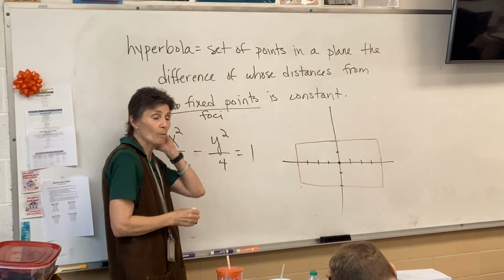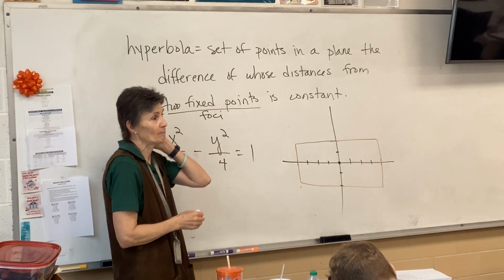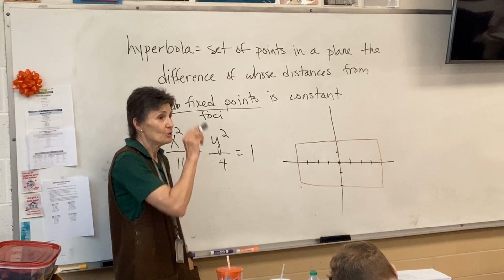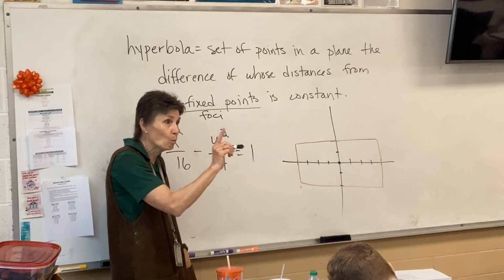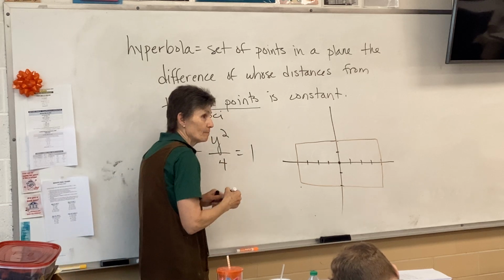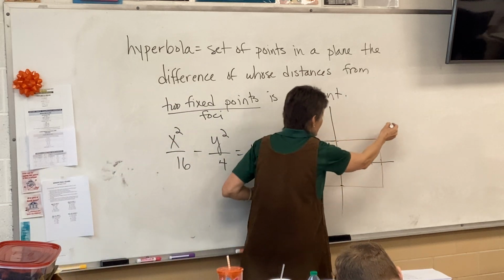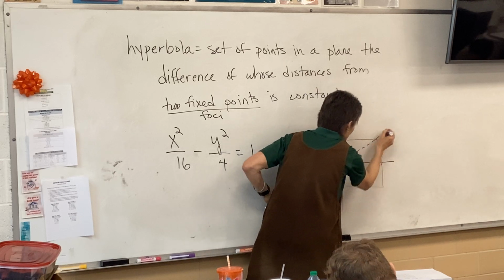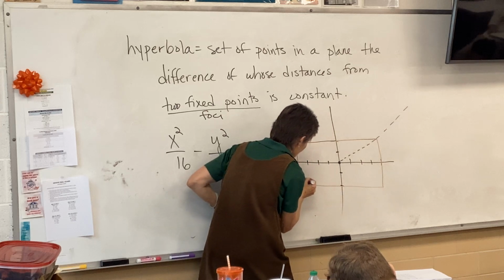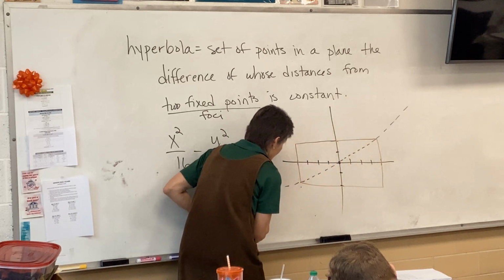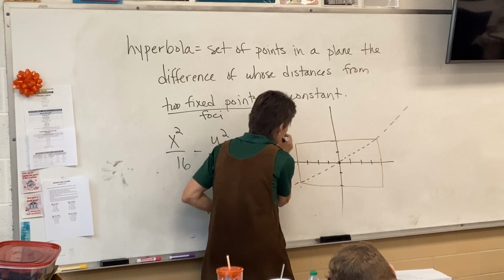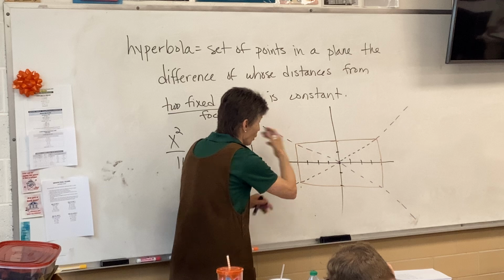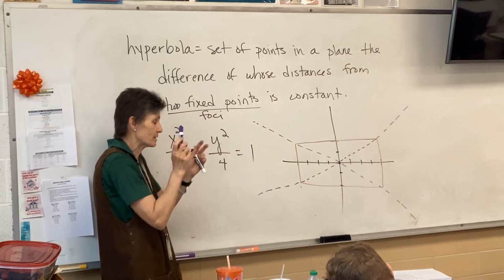So you find those points the same exact way you found them before, but with a hyperbola, you make a box out of those points. And then once you get the box drawn, I want you to draw in the diagonals. So you know what diagonals are. I want you to draw in the diagonals of the rectangle and extend them beyond the rectangle. So make them nice and long, those diagonals, I mean.